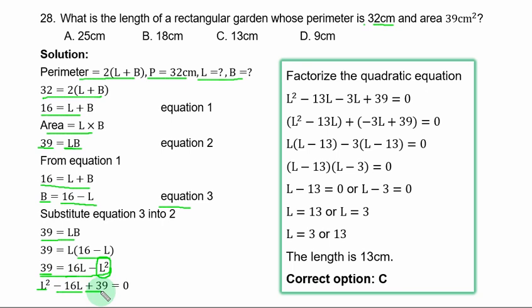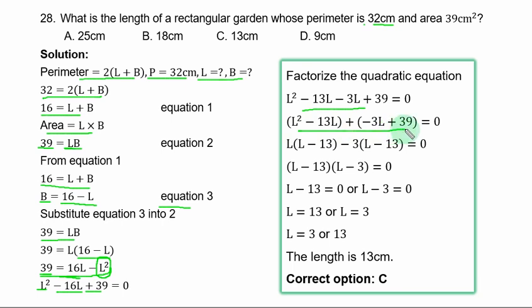You need to factorize to continue the solving. To factorize, look for two factors of 39 that the sum is minus 16. Such factors are minus 13, minus 3. You express the factors in terms of L, the variable of interest, and you replace the middle term with them in this form. The purpose is to have 4 terms so that you factorize by grouping.